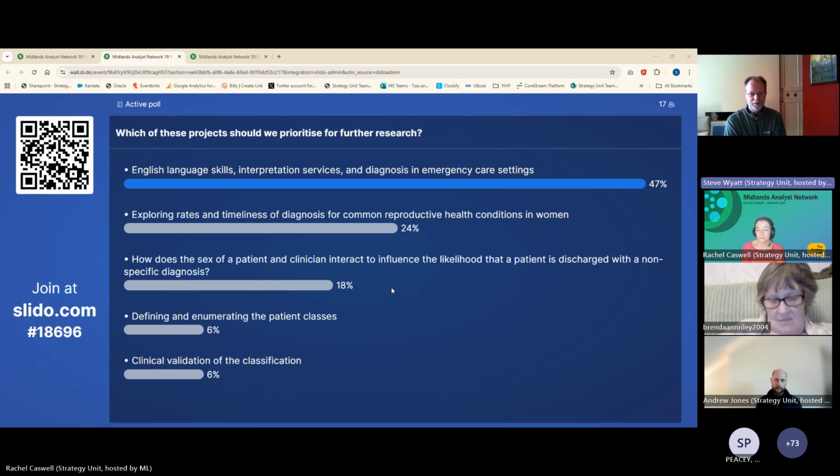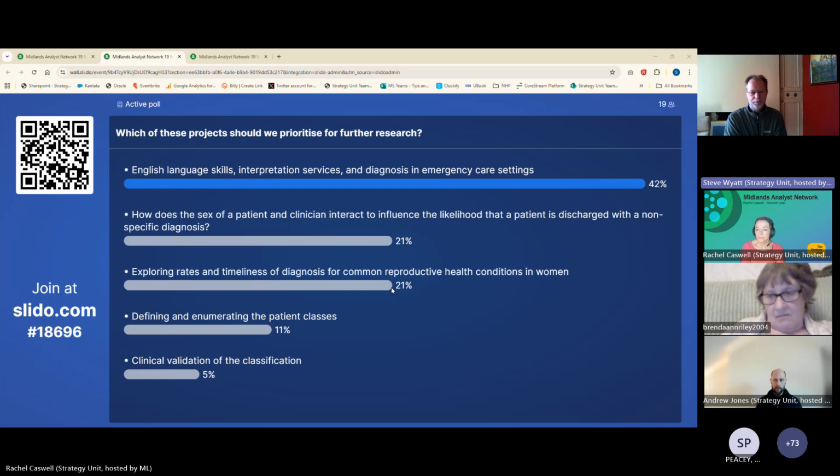The 3 research questions at the end are probably more interesting than doing further work to enumerate and define the classification. I think the classification can serve a purpose purely conceptually. We could do more work on it, but we'd probably get more benefit if we followed some of those specific research questions. All 3 are interesting to me, but it's interesting that the English language skills one is coming out very high from our participants. That's really useful information from us.